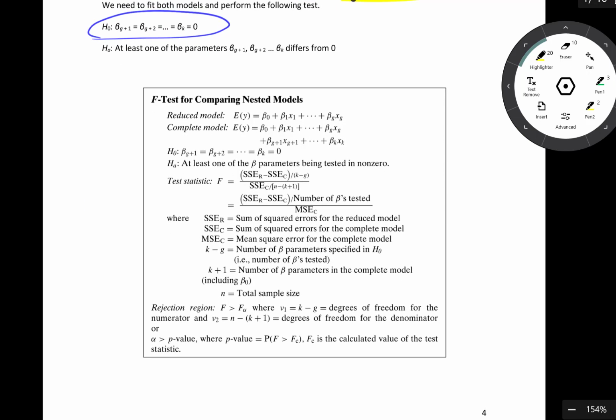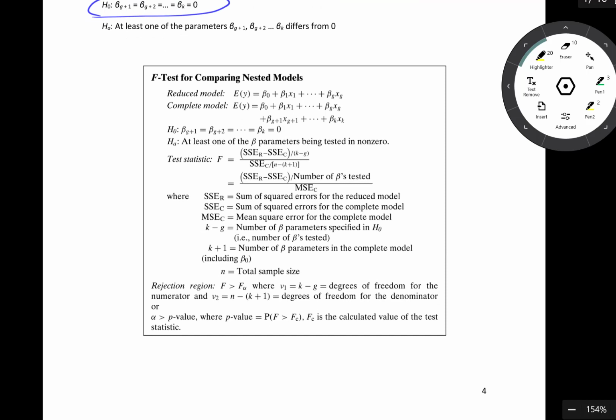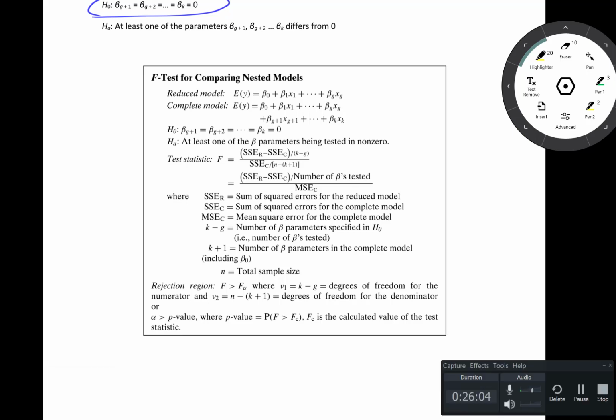And it ends up, this hypothesis test is called an F-test for comparing nested models. And we have the summary of it here. So take a moment, look over this, and then I'm going to actually show you how to perform this test.